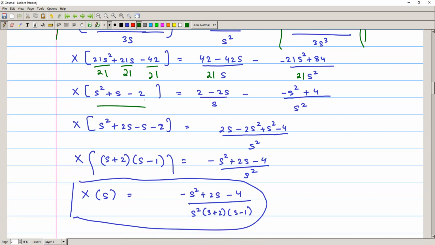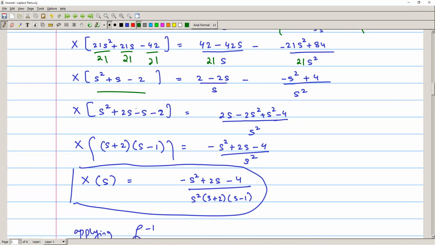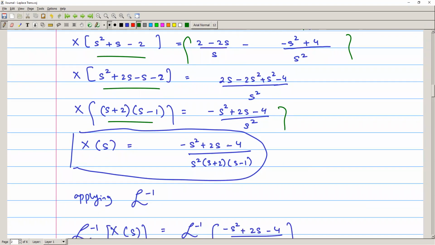s squared plus s minus 2 is equal to 2 minus 2s over s minus negative s squared plus 4 over s squared, right? Now, further simplifying and factorizing the terms, here we are going to do the factorization. Here we simplified by taking the LCM, and now we get the equation for X of s. So now we can solve for x of t by using the inverse transform.